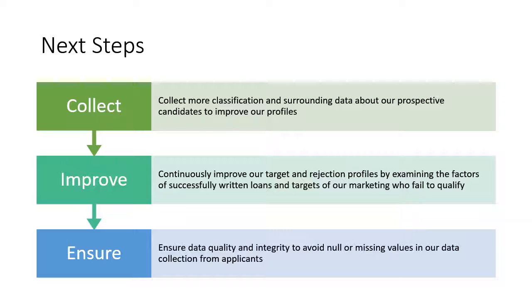Last, we need to ensure that our data quality and the integrity of our data is rigorous to avoid null or missing values in our data collection from applicants. The concept of a free text field, while great for a borrower who can fill in whatever unexpected value they have, creates a significant problem for us on the analytic back end because free text is unstructured, and unstructured text makes it difficult to encapsulate into a standardized profile that we can use to evaluate all individuals as they come.